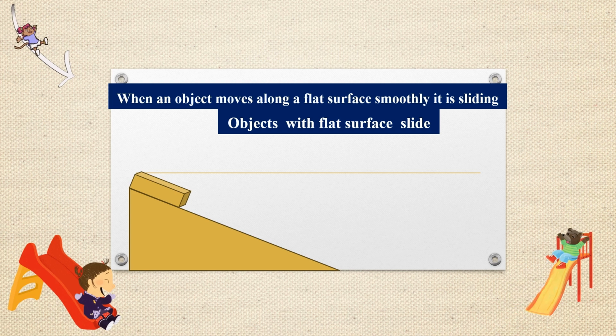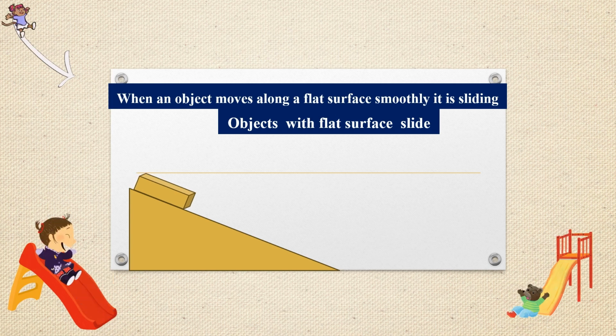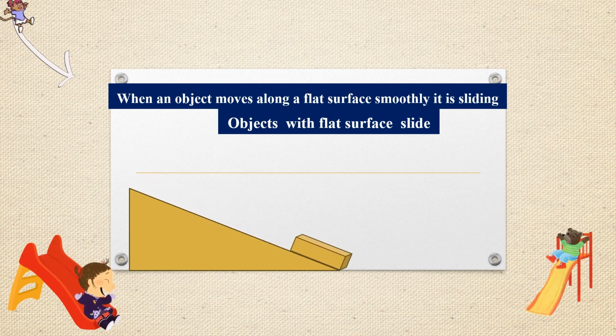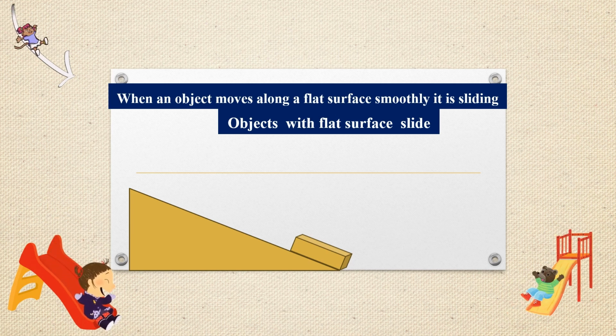Next is sliding. Objects with flat surfaces slide. Now look at this rectangular block. Look at how it is sliding. Now you can see here three examples of slides. So when an object moves along a flat surface smoothly, it is sliding.